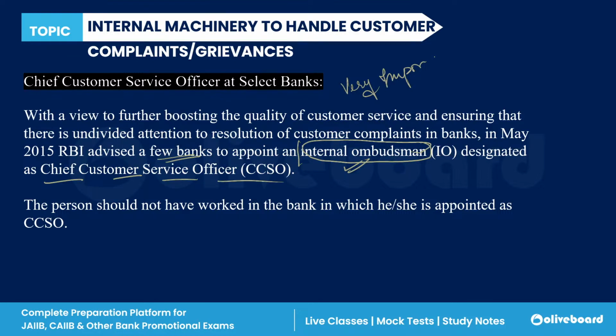So, first of all, the very important thing is the Chief Customer Service Officer, CCSO. The CCSO is also known as the internal ombudsman. RBI advised a few banks in 2015 that they have to appoint a CCSO, a Chief Customer Service Officer, which is like an internal ombudsman to the bank. And this is for what? Obviously, to improve the quality of customer services.